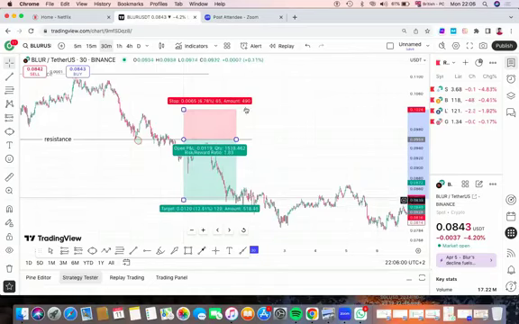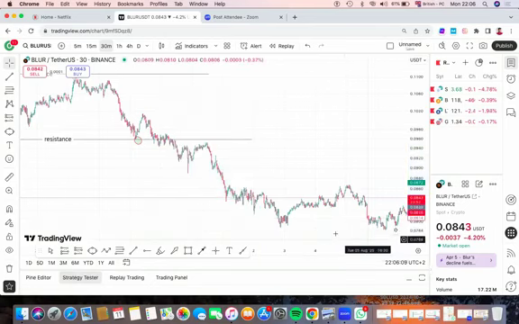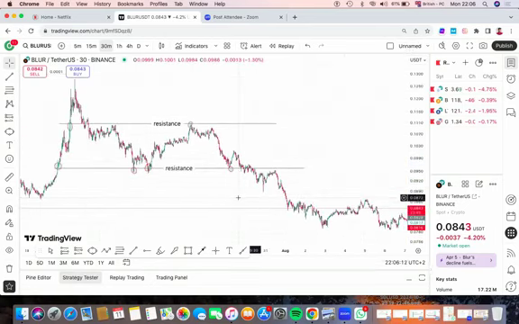So it would have been a fair trade. But then, yeah, our topic for tonight is not this. Just for us to be able to spot how to draw our support and our resistance level.